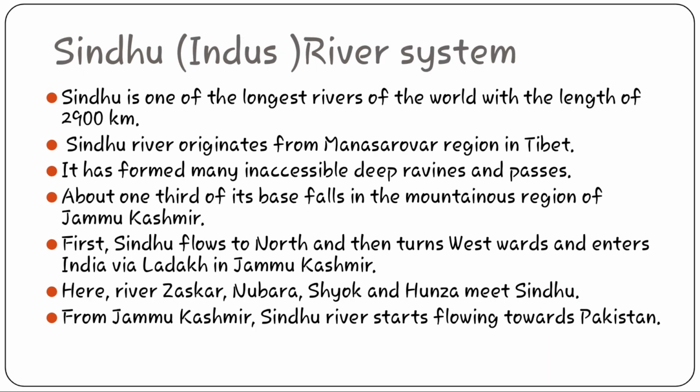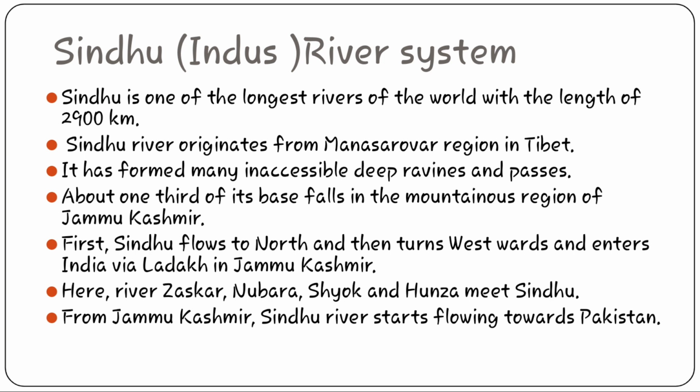Now, the first Himalayan river which we are going to study is the Sindhu river system. It is also known as the Indus river system. Sindhu is one of the longest rivers of the world, with a length of 2,900 km. Sindhu river originates from the Manasarovar region in Tibet. Please underline in your textbook from where Sindhu river originates. Manasarovar region in Tibet. It has formed many inaccessible deep ravines and passes.